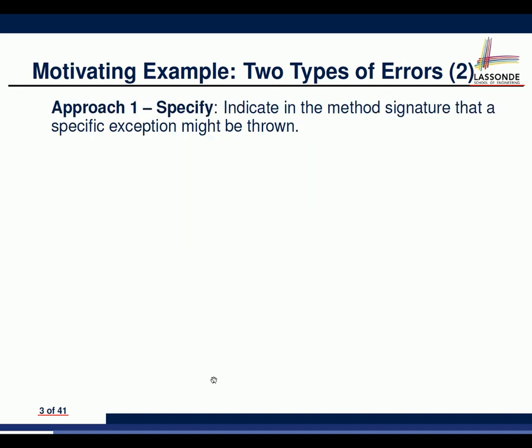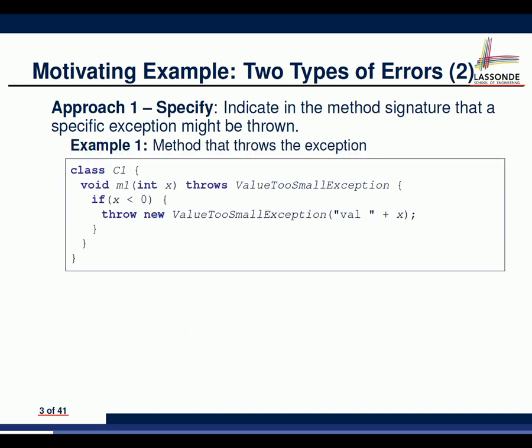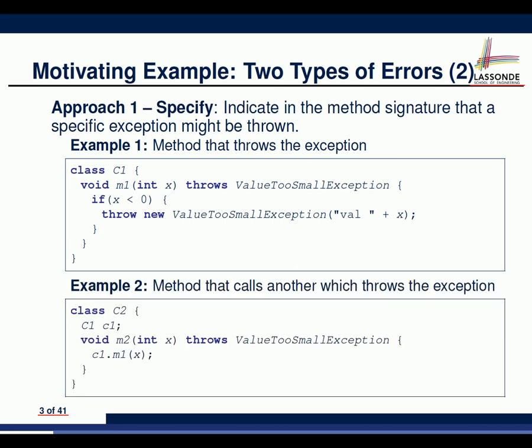Okay, so let's say approach one. You can go over them very quickly. Again, just review. Let's say we have a class C1, and method M1 over here might throw a value too small exception, in the case where the value is too small, negative. So M1 may or may not throw the exception. And then under C2 we have M2, and in M2 we are trying to call C1.M1, which might throw that exception.